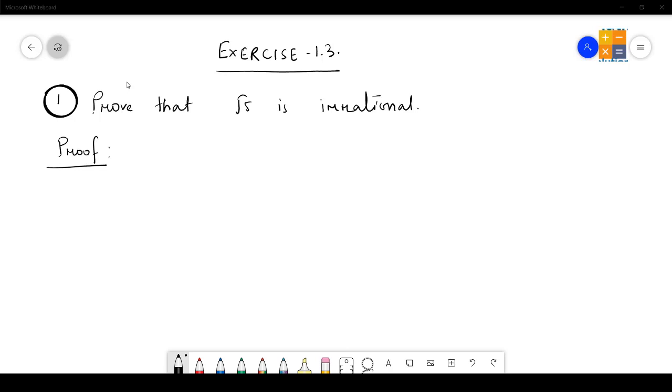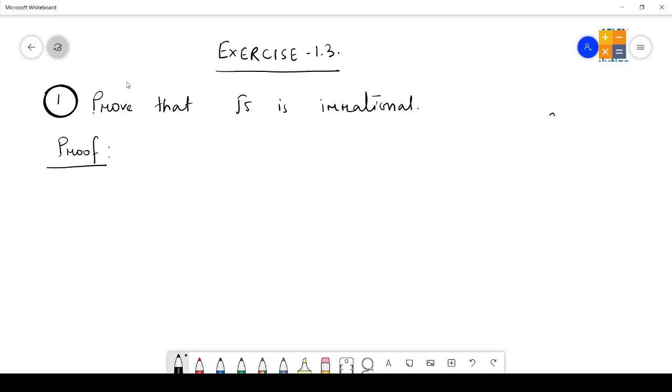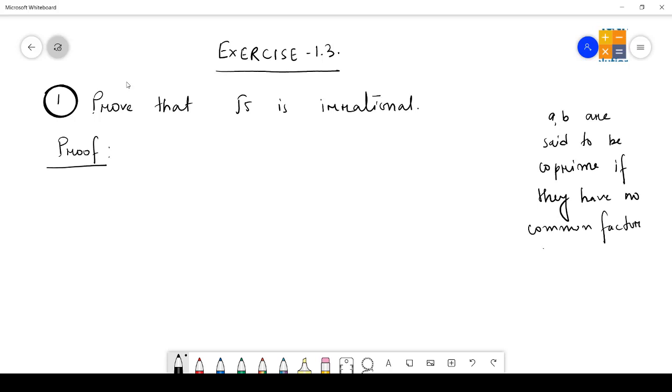For that, one more concept we need to know. Two numbers, say A and B, are said to be co-prime if they have no other common factor other than 1. That means A and B both are having common factor as only 1 and nothing else.